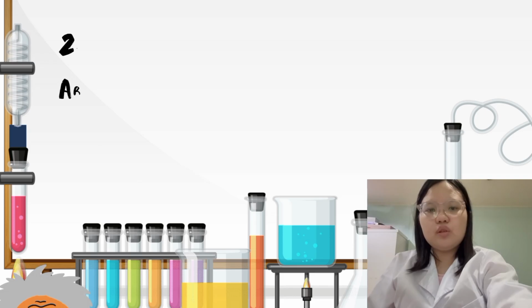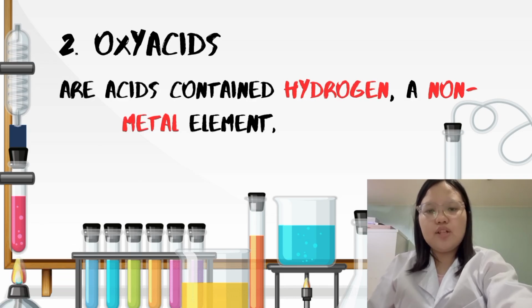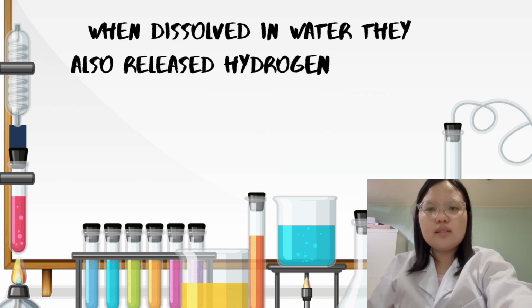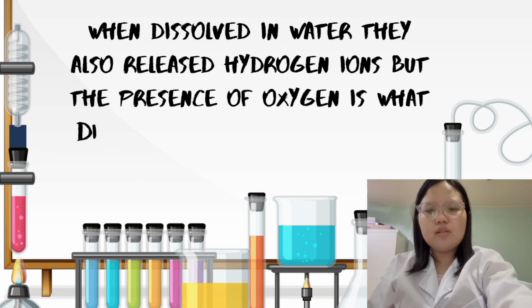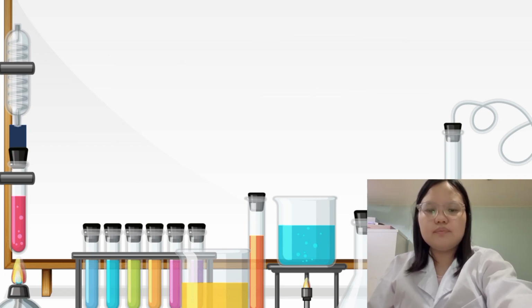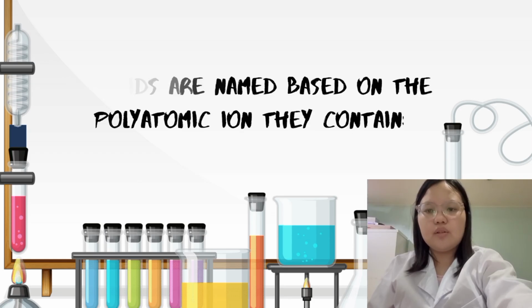So, we're gonna go with oxyacids. Oxyacids are acids that contain hydrogen, a non-metal element, and oxygen. When dissolved in water, they also release hydrogen ions, but the presence of oxygen is what distinguishes them from binary acids. Oxyacids are named based on the polyatomic ion they contain.